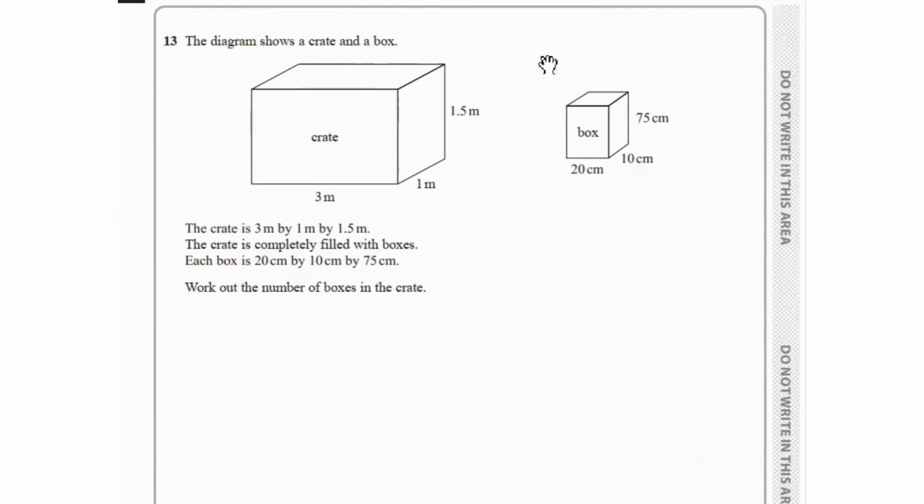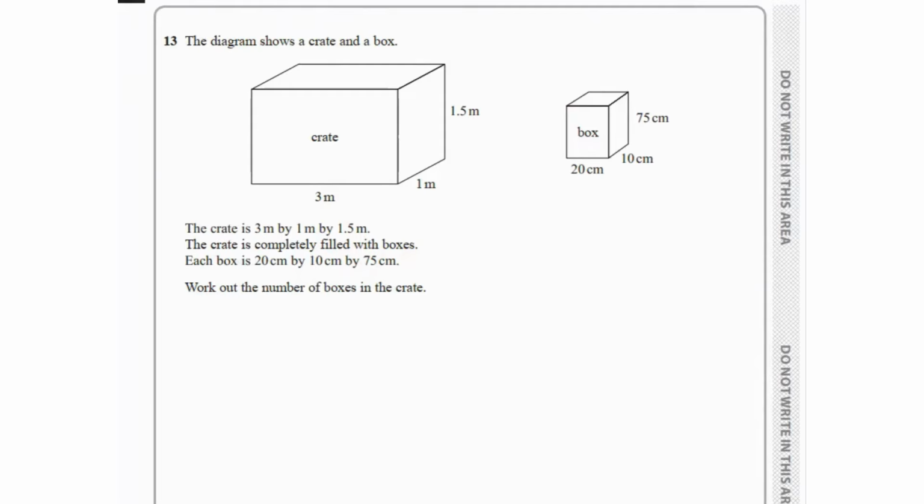The diagram shows a crate and a box. The crate is 3 meters by 1 meter by 1.5 meters, and the box is 20 centimeters by 10 centimeters by 75 centimeters. The crate is completely filled with the boxes. Work out the number of boxes in the crate.